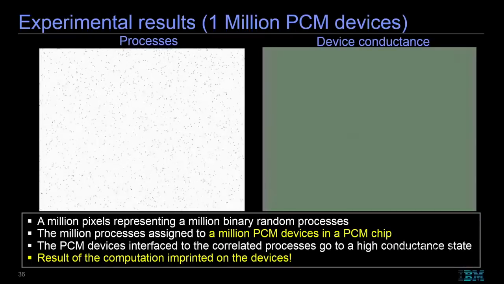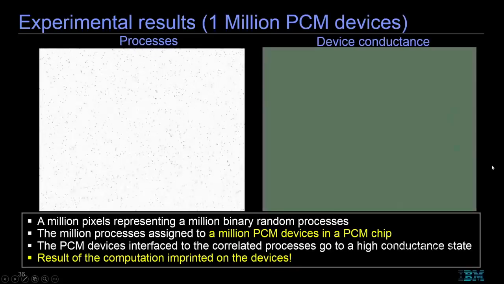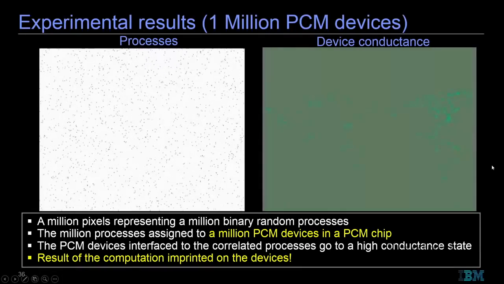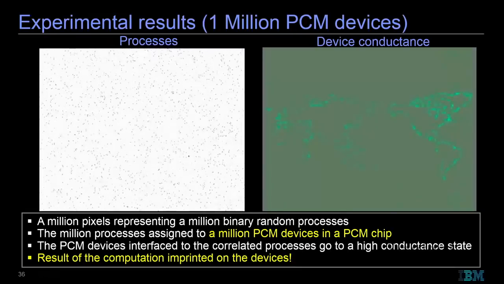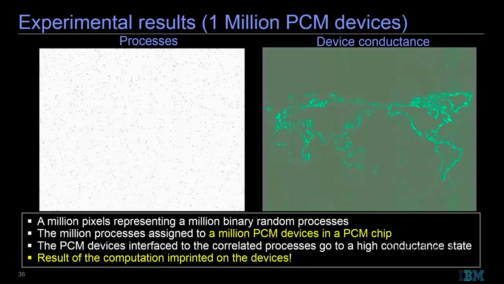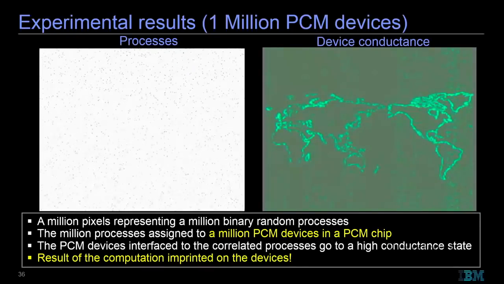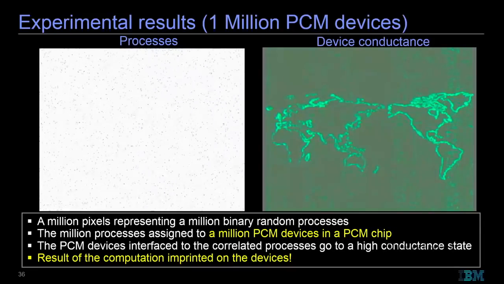But now each of these pixels is now mapped to a million devices arranged here. So it's 1,000 by 1,000 devices. And now you can see the conductance values as read from the PCM device. You see it's evolving as time progresses. And you see that, okay, these were the pixels which were temporally correlated. And that information is now completely written into the PCM device.